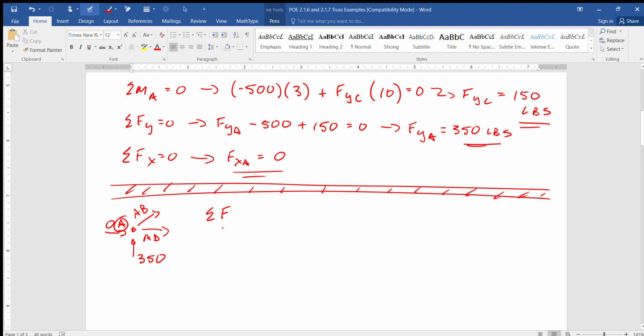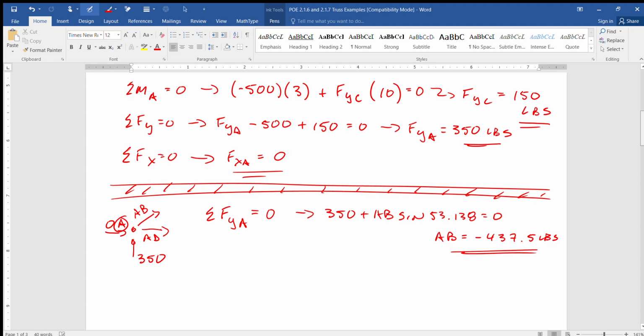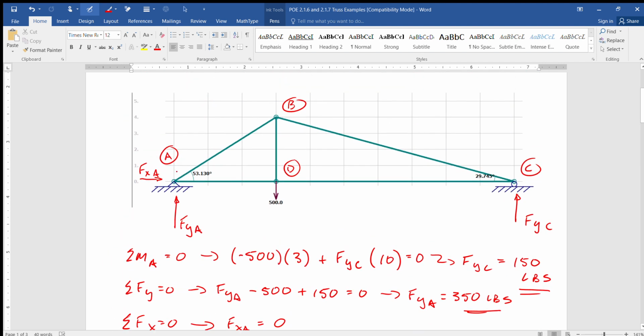Y. The forces around of Y around A have to equal 0. So we get 350 plus AB, and if you saw the angle up top, it's sine of 53.138. And that has to equal 0. So we do the math and we find out that AB equals negative 437.5 pounds. So I'm going to go up here. And we had originally drawn it like that, but now we found out it's the other way. It's negative.